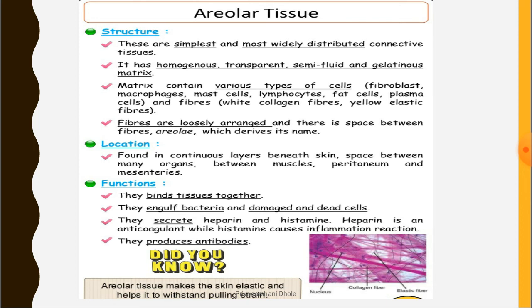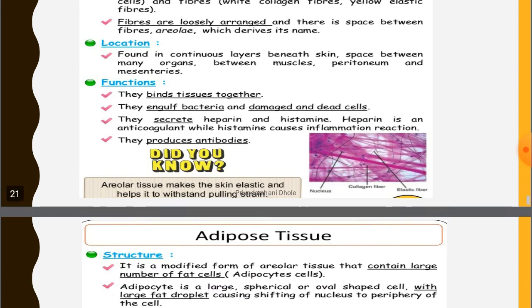Now, what is the function? They bind tissue together, and engulf bacteria and damaged and dead cells. They also secrete heparin and histamine. What is the function of heparin? It acts as an anticoagulant, while histamine causes the inflammation reaction, and they produce antibodies. This is the areolar tissue. It makes the skin elastic and helps it withstand pulling strain.